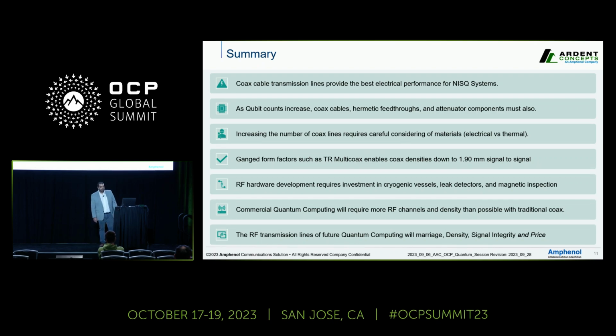However, the path to advancing quantum hardware isn't without its challenges, requiring investment in cryogenic vessels, leak detectors, and magnetic inspection equipment. In the future, quantum computing will demand more RF lines and density than traditional coax can provide. The RF transmission lines of future quantum computing ecosystem will be a marriage of density, signal integrity, and cost effectiveness.